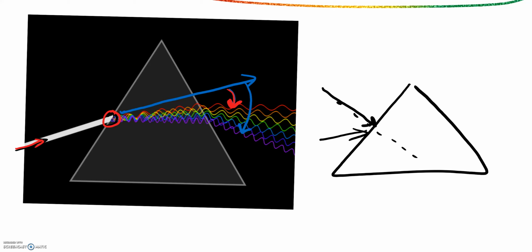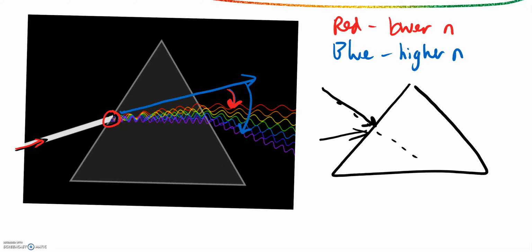The reason is that they have different refractive indexes in the glass. Remember, the higher the refractive index, the more they bend. So red has a lower n in glass. Blue bends more, so it has a higher refractive index. Only slightly higher, but enough to cause this effect called dispersion. The colours in between all have values in between these two, and that's why they appear in between.